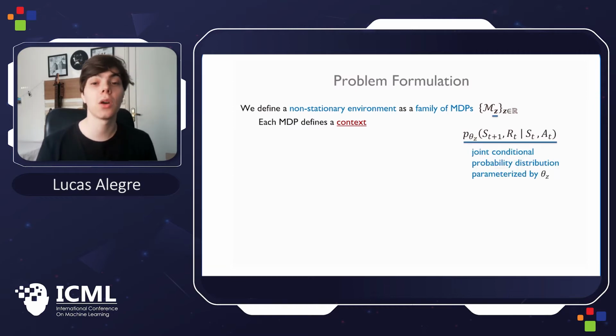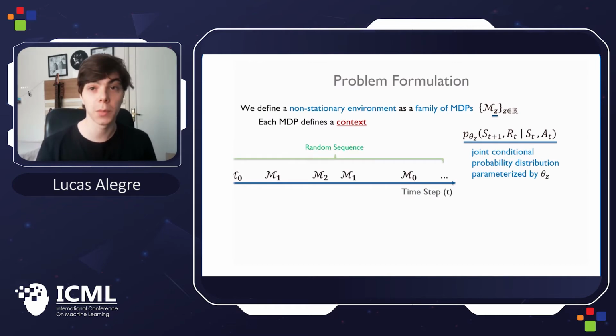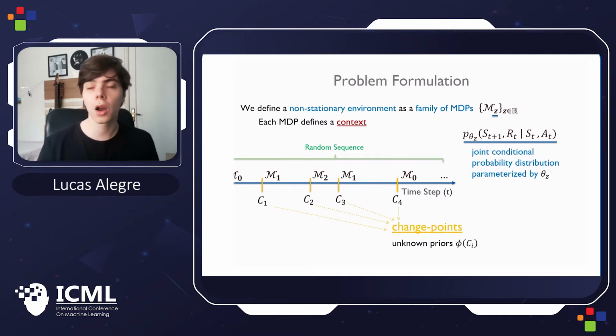We define non-stationary environments as a family of MDPs, where each MDP differs by the joint conditional distribution of the next state and reward given the current state and action. During its lifetime, the agent interacts with a random sequence of MDPs. The random time steps in which context changes occur are called change points. We assume that the prior probabilities of the change points are unknown to the agent.